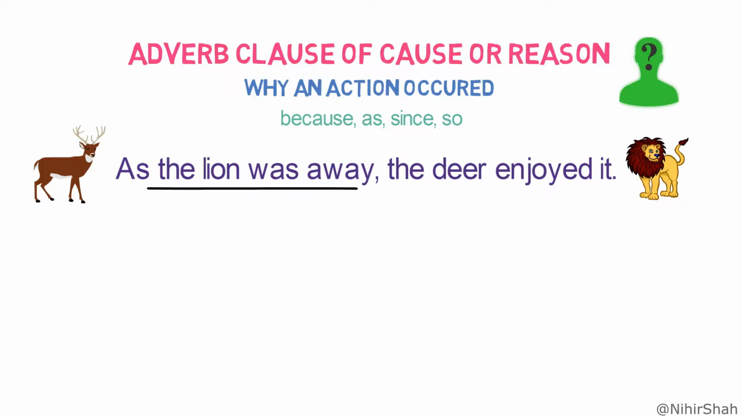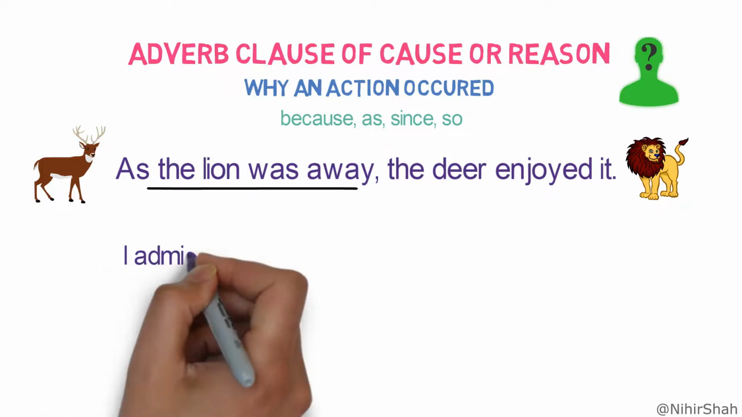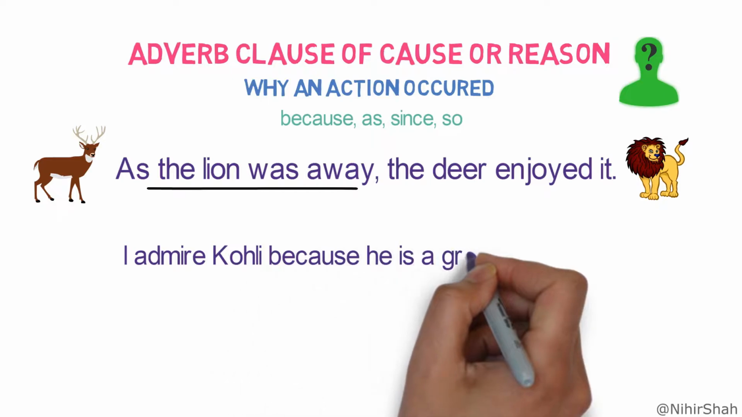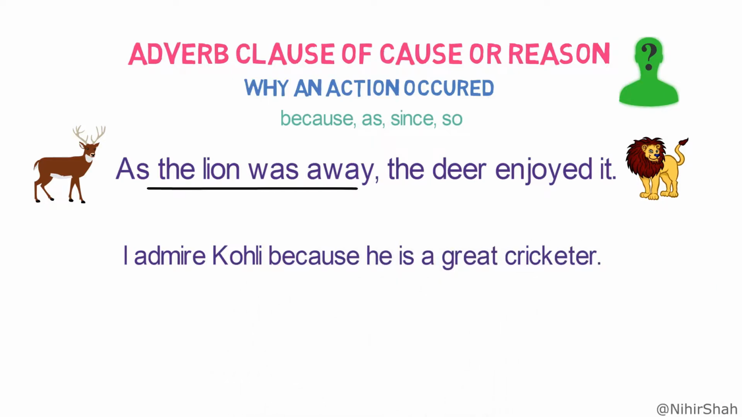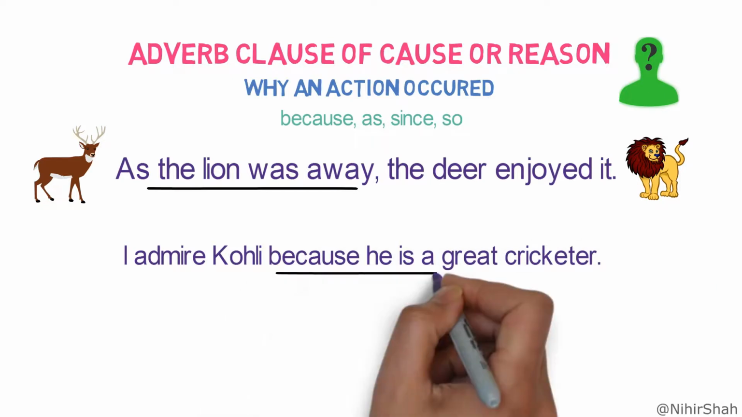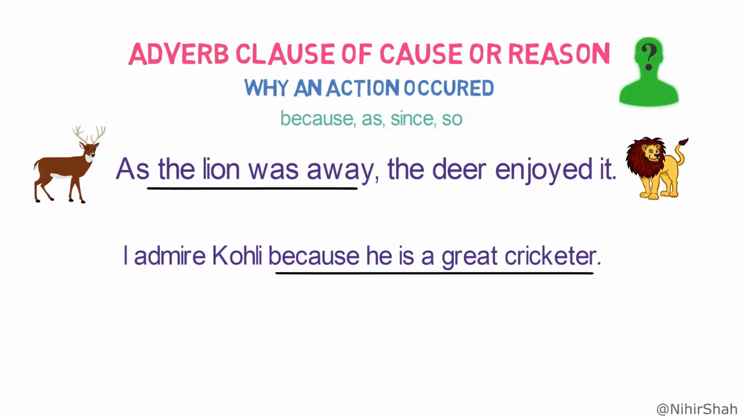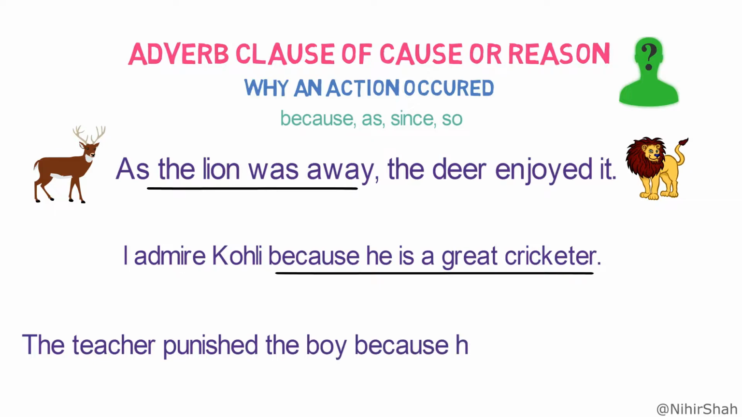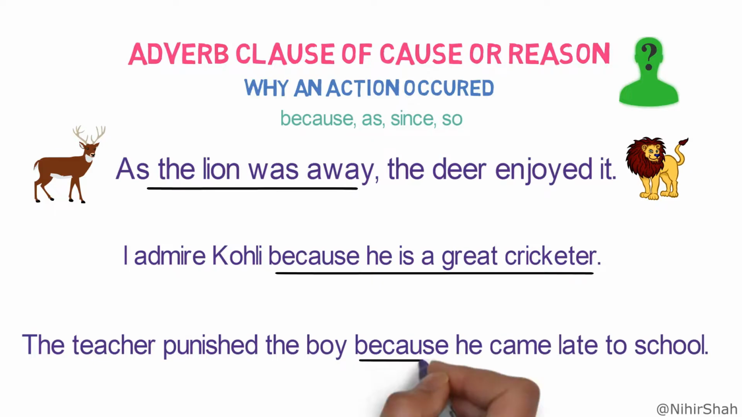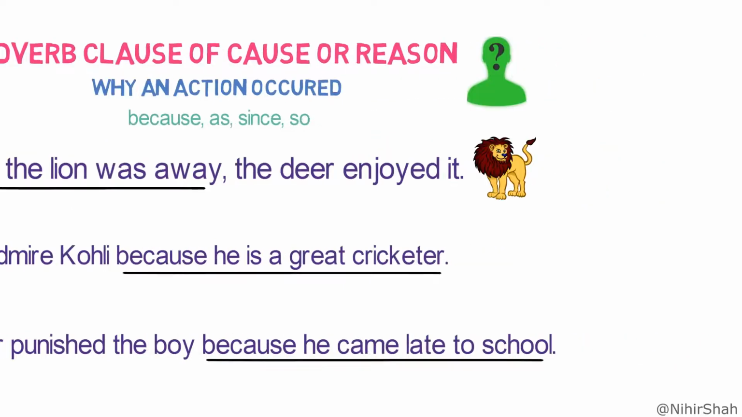Some more examples of it are, I admire Kohli because he is a great cricketer. Here, the clause because he is a great cricketer is an adverb clause of cause. The teacher punished the boy because he came late to school. Here, the clause because he came late to school is an adverb clause of cause. Let's look into the next type of adverb clause.